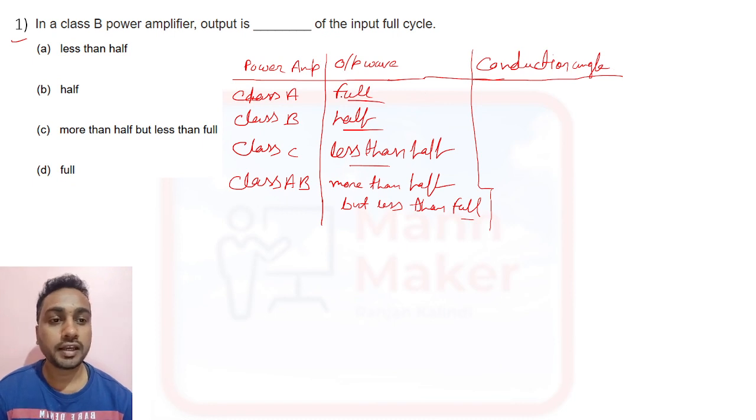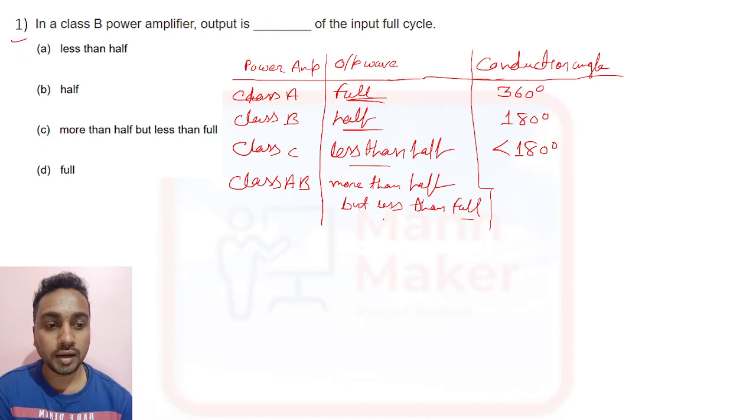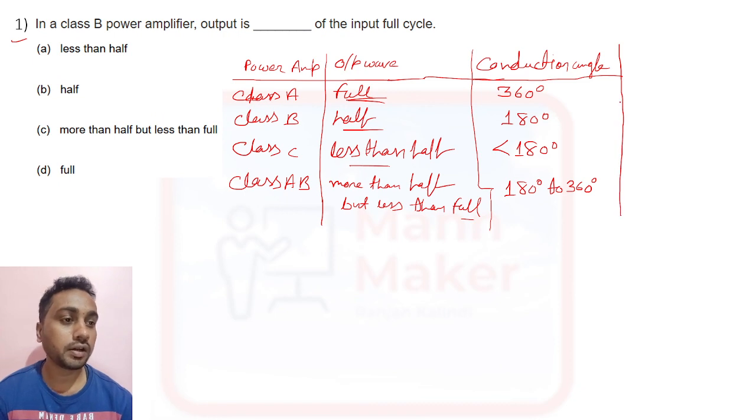of the amplifier. In a class A amplifier it is a full waveform they will give in the output, so how much will the conduction angle be? 360 degrees. And class B is a half waveform, means 180 degrees. And class C less than half means less than 180 degrees. And class AB is more than half but less than full, means the conduction angle will lie between 180 degrees to 360 degrees. Okay, this thing also you need to remember about the conduction angle of the amplifier.